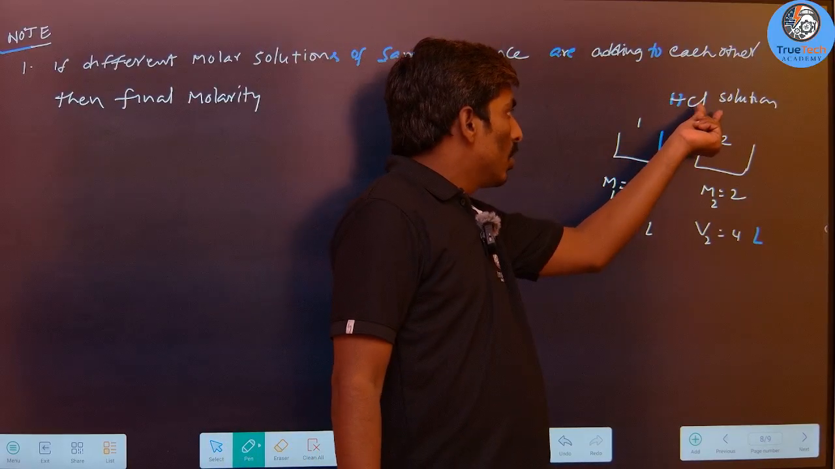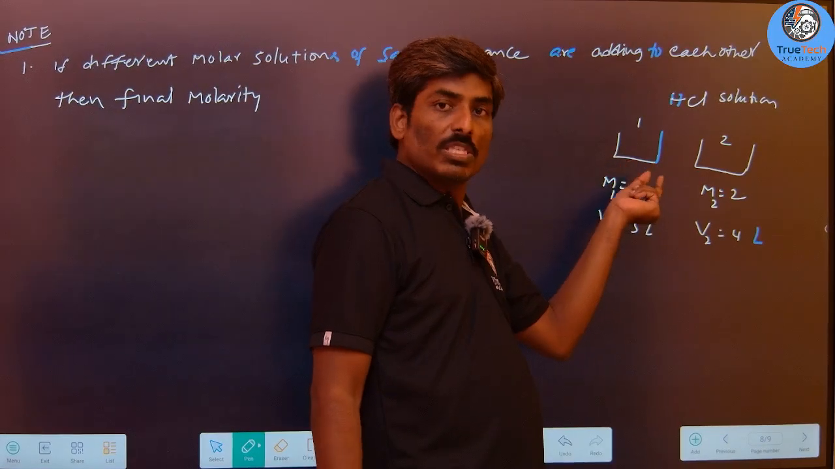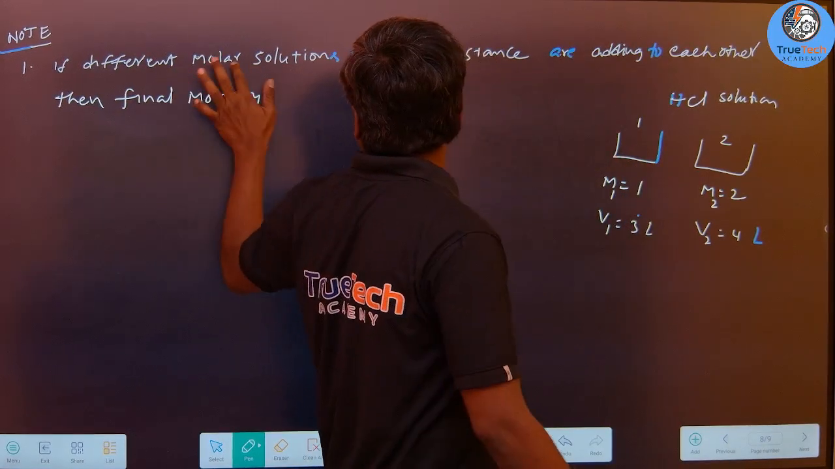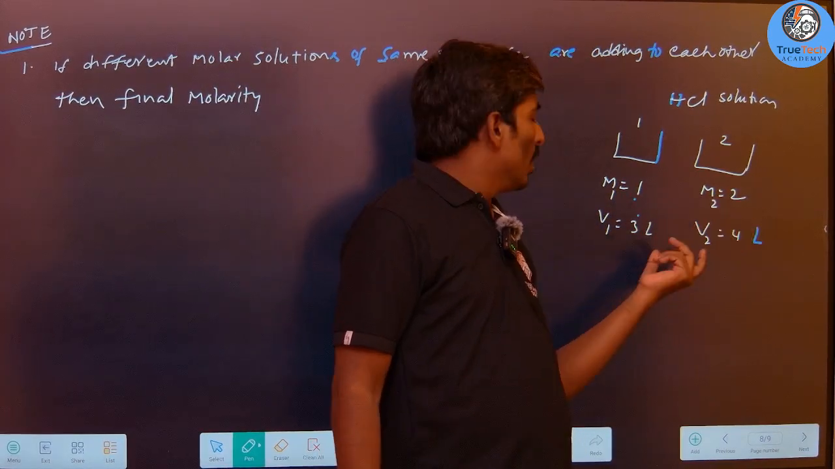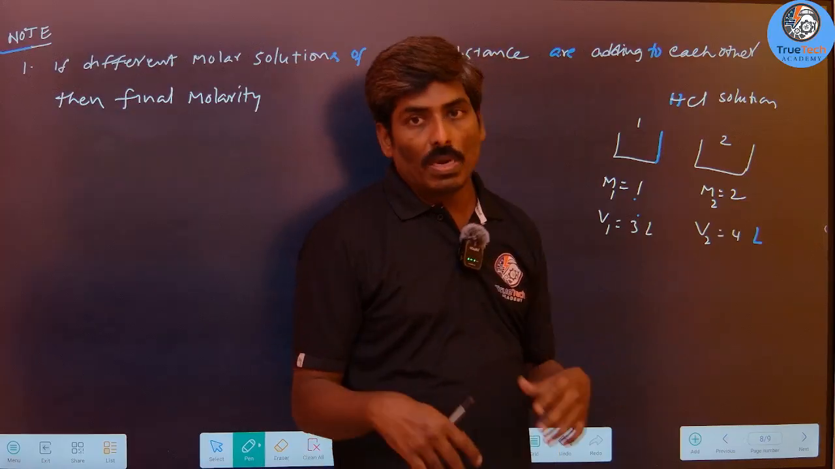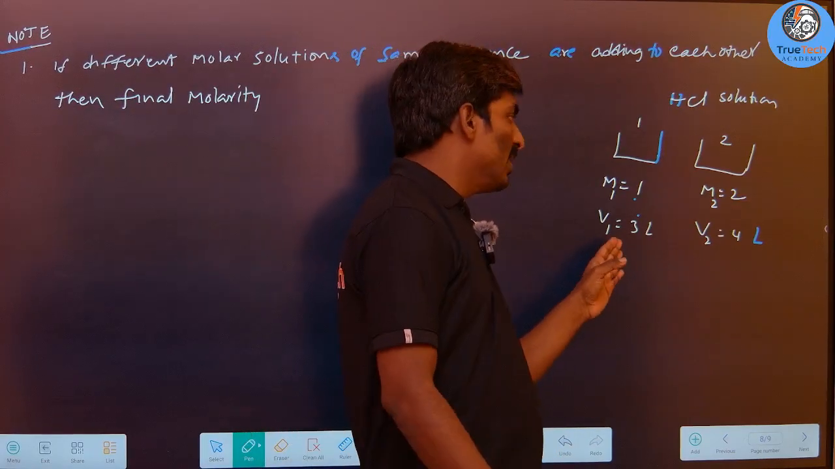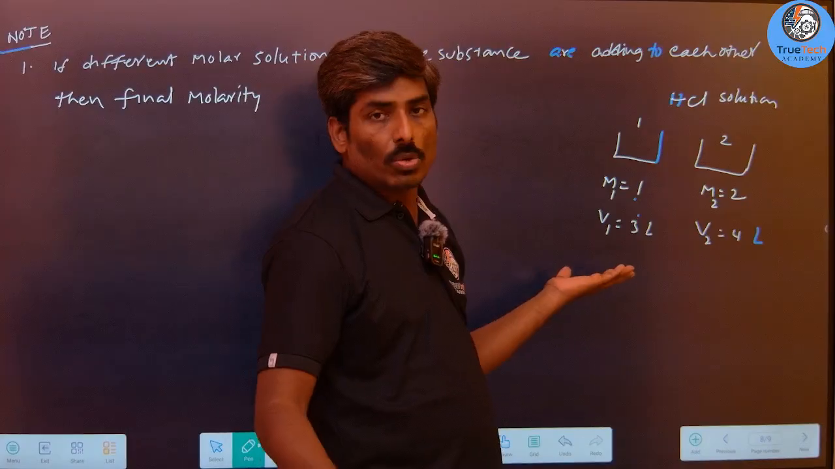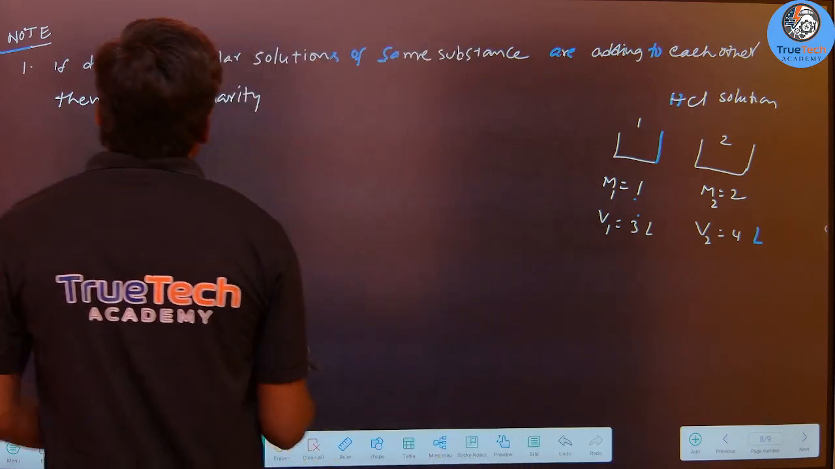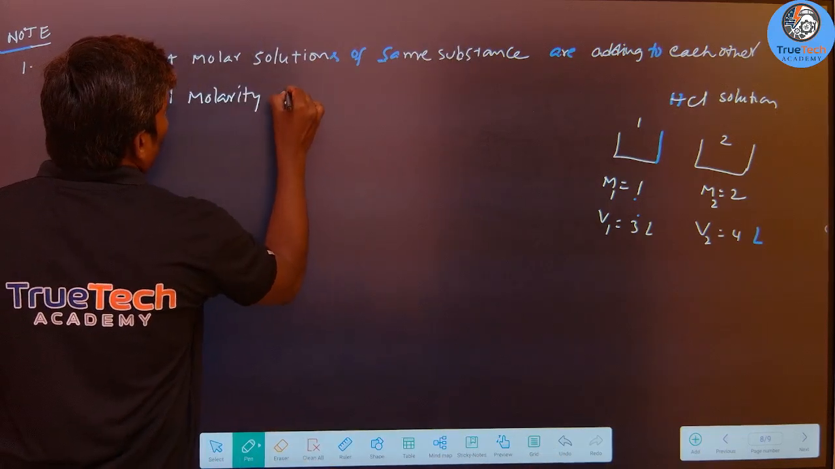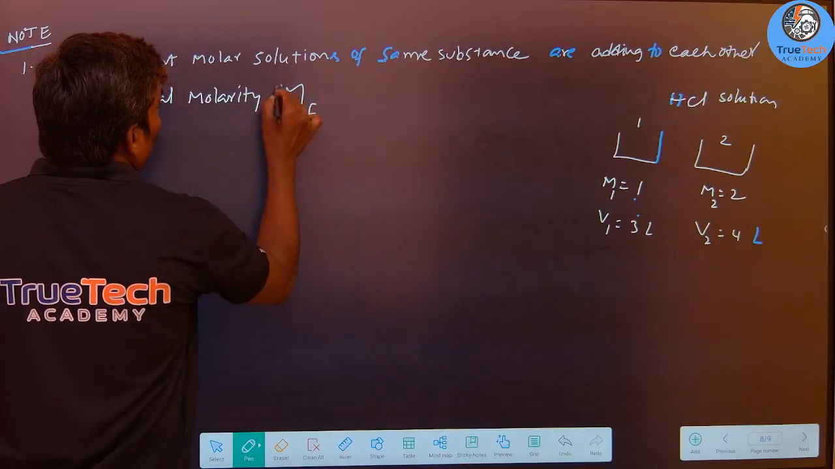Both are HCl solutions, same substance, but the molar concentrations are different. This is 1 molarity, this is 2 molarity. The volumes may be same or different, no problem. Now the question is, what is the final molarity? The final molarity I am representing like this, MF.